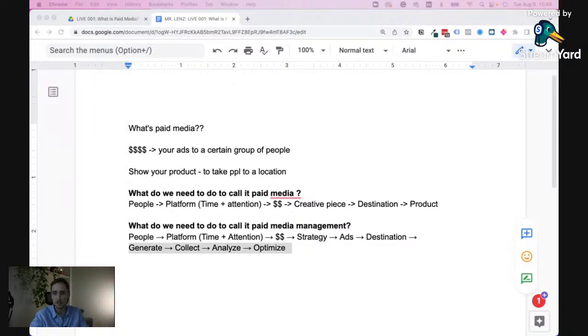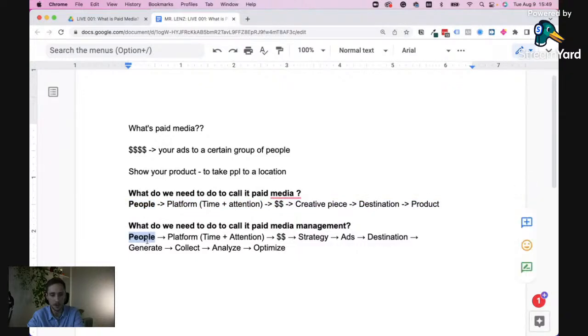So let's keep going. You see here that it always starts with people. Always starts with people. People are the key, because we want to get people to a destination.